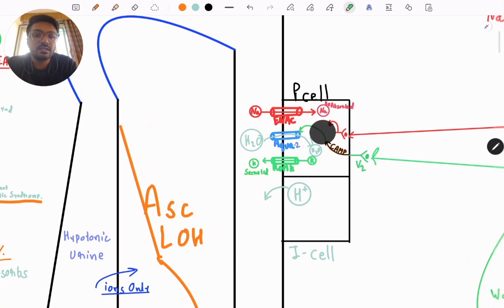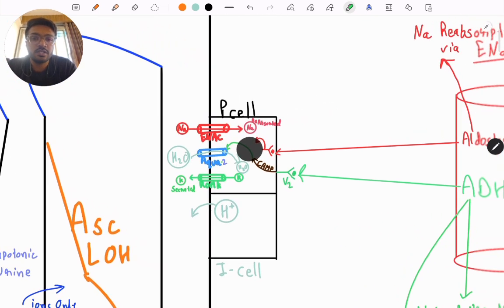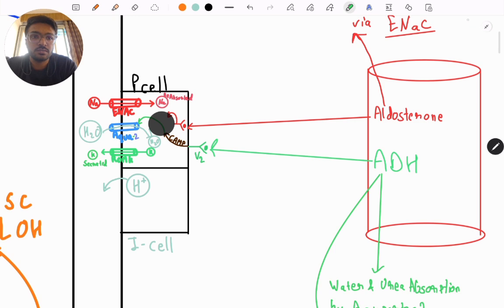Now the collecting duct will work under the influence of some hormones, and these hormones act via the nucleus and their receptors, and they'll stimulate the epithelial sodium channel, aquaporin 2 channel, and ROMK, or renal outer medullary potassium channel. These hormones are antidiuretic hormone and aldosterone.